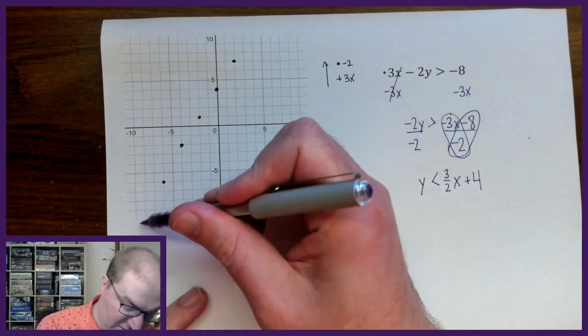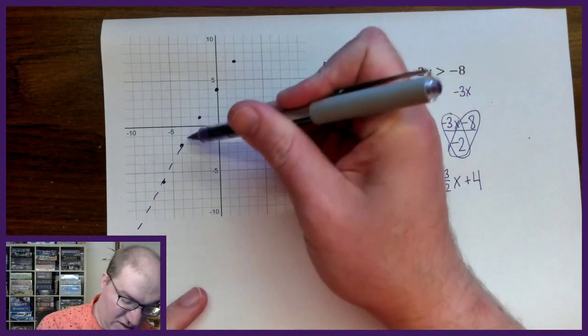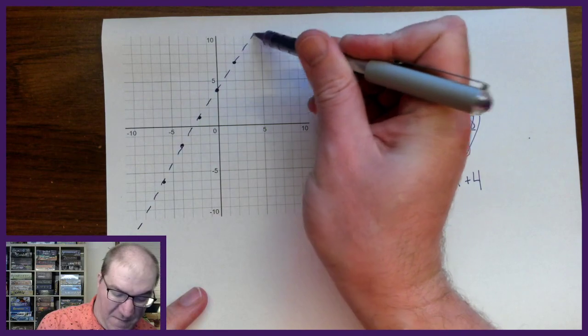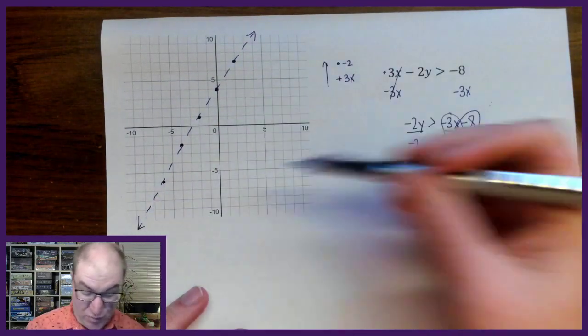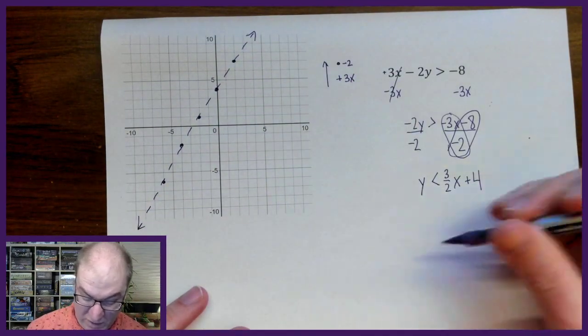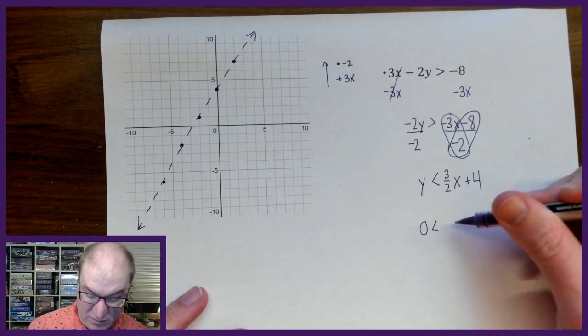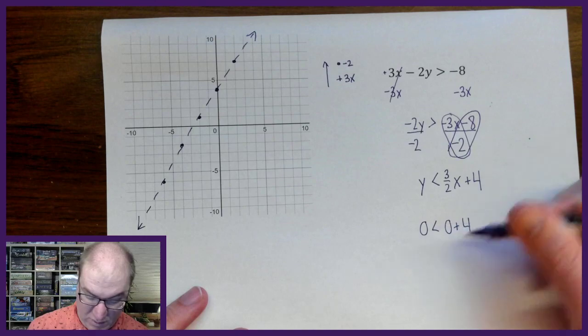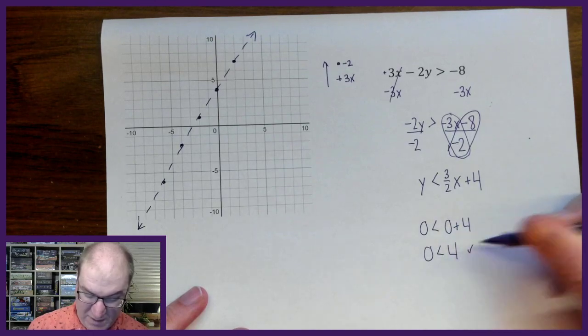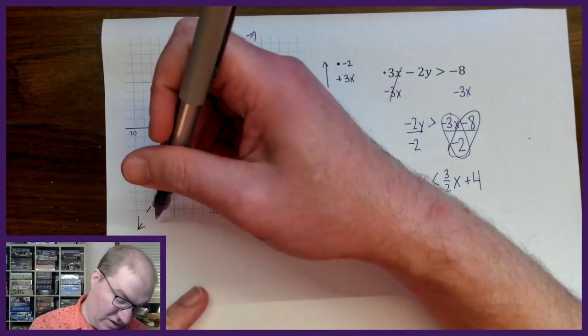This again is a dashed line. Let's use the point 0, 0 to determine whether to shade that way or not. So 0 is less than 3/2 of 0, plus 4. 0 is less than 4. Hey, that's true. Let's shade towards the origin on this one.